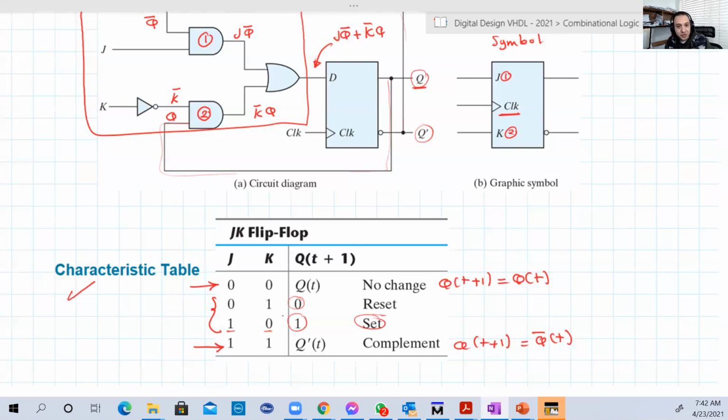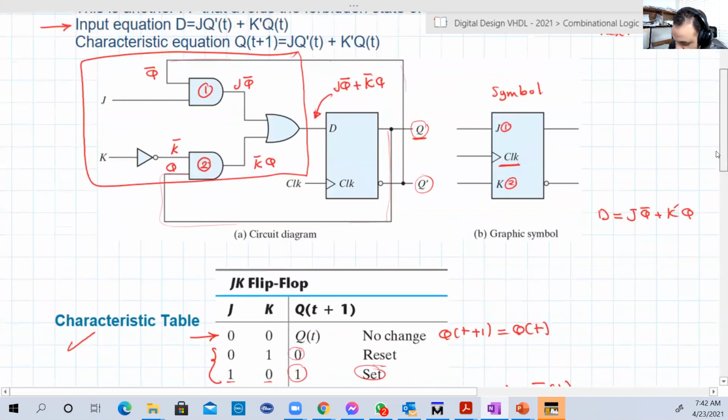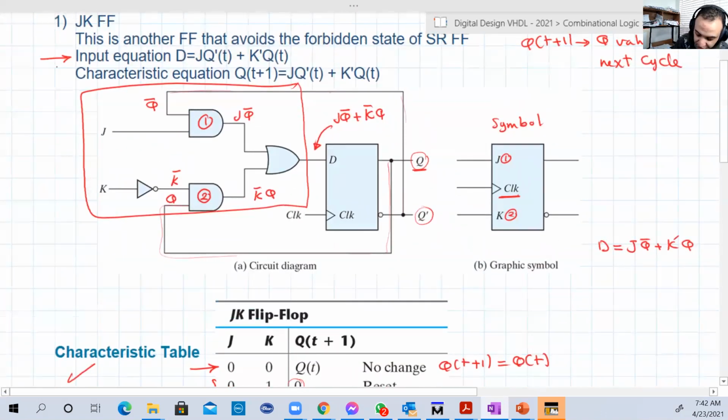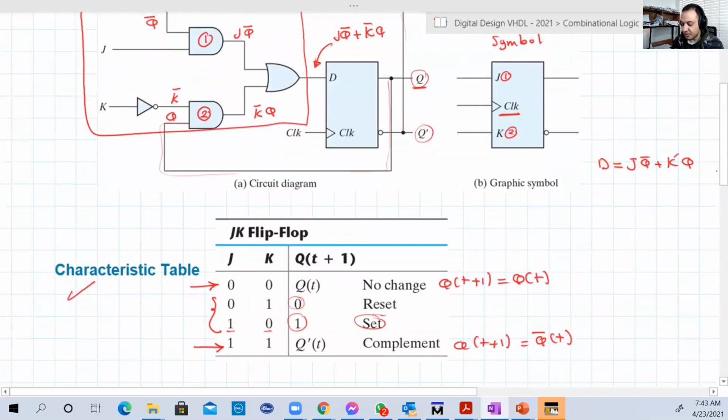Can we determine this from the equation? We see that D is equal to J Q bar plus K bar Q. We saw that. Okay, this is the input equation. Good. So now I'm explaining how we could get this characteristic table, how we could know these characteristics.